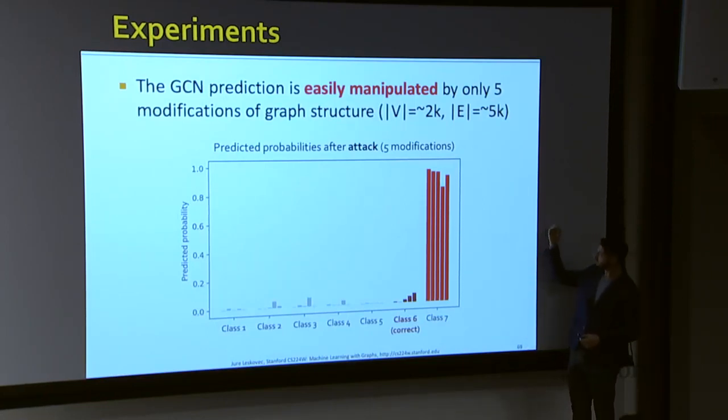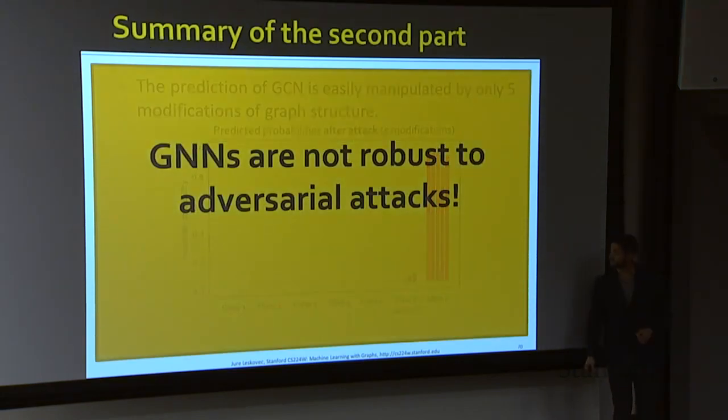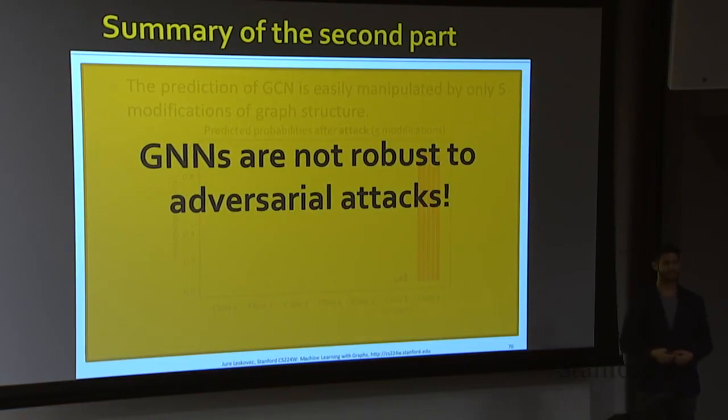So this is to remind you what we mentioned at the beginning of this part, where we asked how much you need to interfere with the graph structure in order to obtain a successful attack. And as the results show, it is a very small amount of modifications, okay? So that's why this technique is very powerful. I hope I convinced you that GNNs are not robust to adversarial attacks.